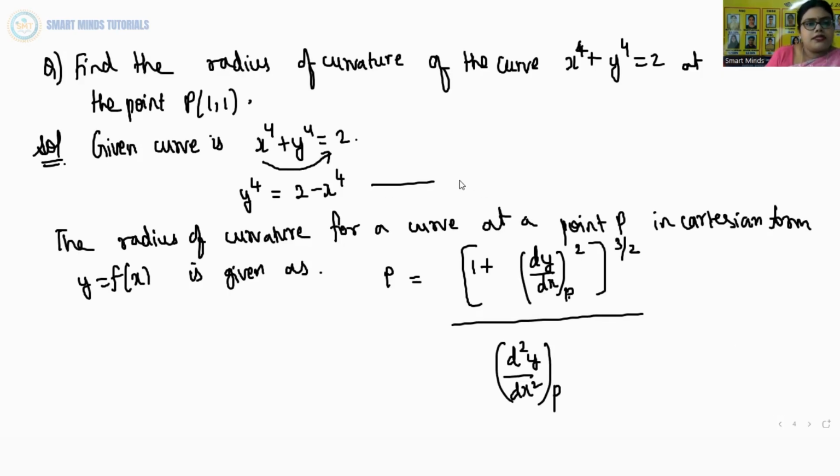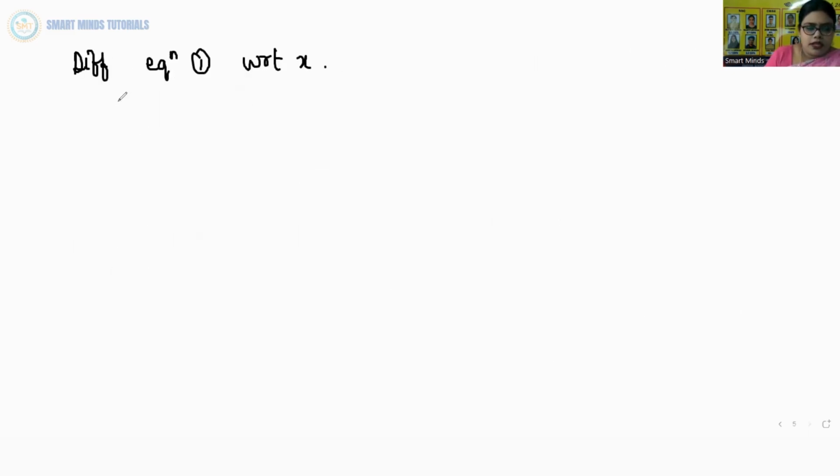So we will proceed now. We need to differentiate equation number 1 with respect to x. So what is equation number 1? This is equation number 1, let's say. And this is equation number 2. So first we need to find dy by dx. Then we have to substitute a point in dy by dx. Then we have to find d square y by dx square. Then again substituting a point. After finding these two values, substitute in this formula. So let's see how to do that.